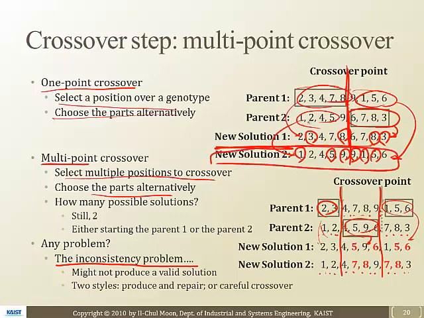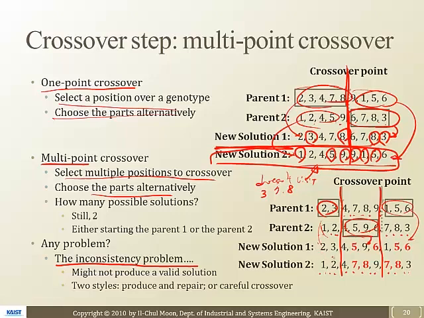It's originally 1, 2, 3, 4, 5, 6, 7, 8, 9. It successfully traveled 9 cities. But these solutions, it omits, it doesn't visit 3, 7, and 8. So that's going to be a problem.